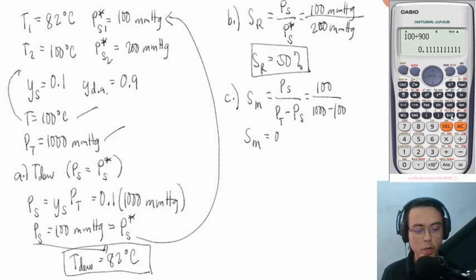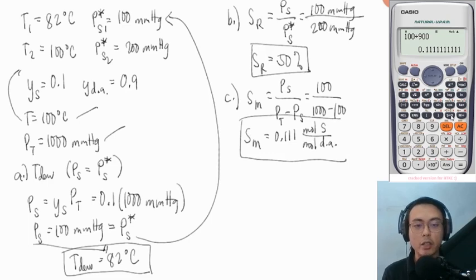Zero point 111 mole styrene over mole dry air. Do not forget the units. Okay? Next, absolute saturation. Absolute saturation is the equivalent of absolute humidity. So this is simply molal saturation multiplied by the molecular weight ratio.